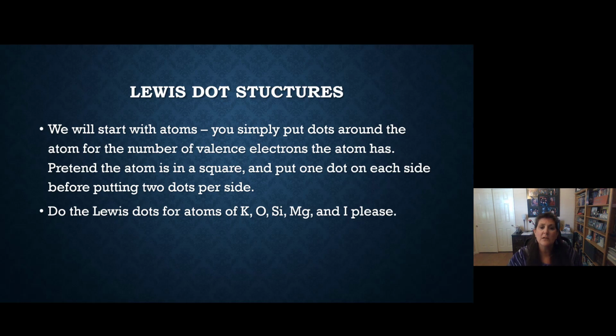So let's look at Lewis dots for the atoms of K, O, Si, Mg, and I. K, potassium. How many valence electrons? Column 1. Okay, column 1 is 1 valence electron. So it gets one dot. You can put it on any side you want. Up, down, left, or right. Doesn't matter.